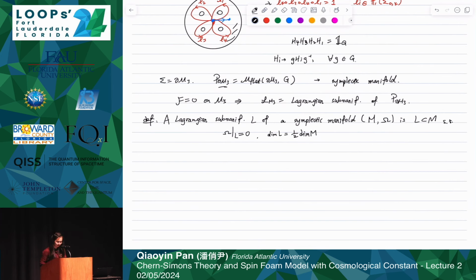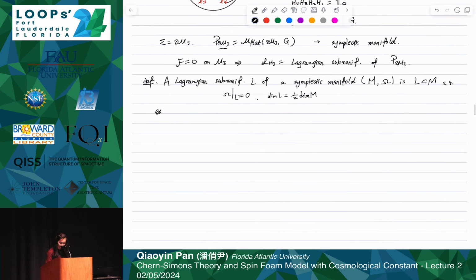We actually have a very easy example of it. An example is I consider M to be R2, and the symplectic form is dP wedge dx. And then I define our Lagrangian submanifold to be L, constructed by letting P equal to zero. Then L itself is isomorphic to just a real line. This, we do all the time. It's nothing but choosing x as the polarization.